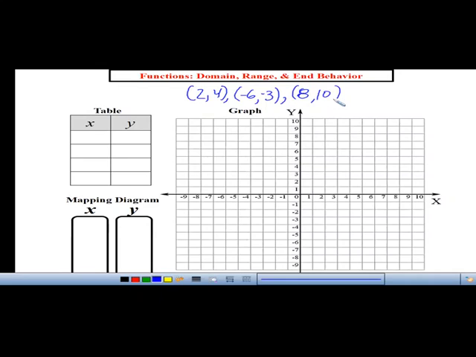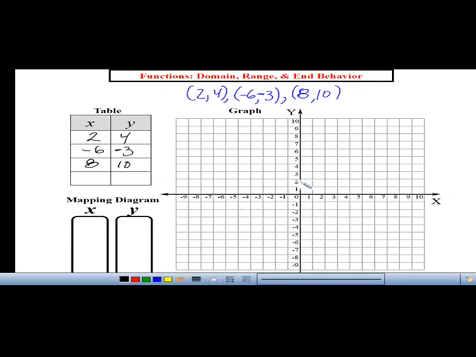All right, so are those different ordered pairs? Yes. What do we call all these together? Once again, they're called a relation. Okay, so let's use the table to set our ordered pairs in there. So we got 2, 4. We got -6, -3, and 8, 10.